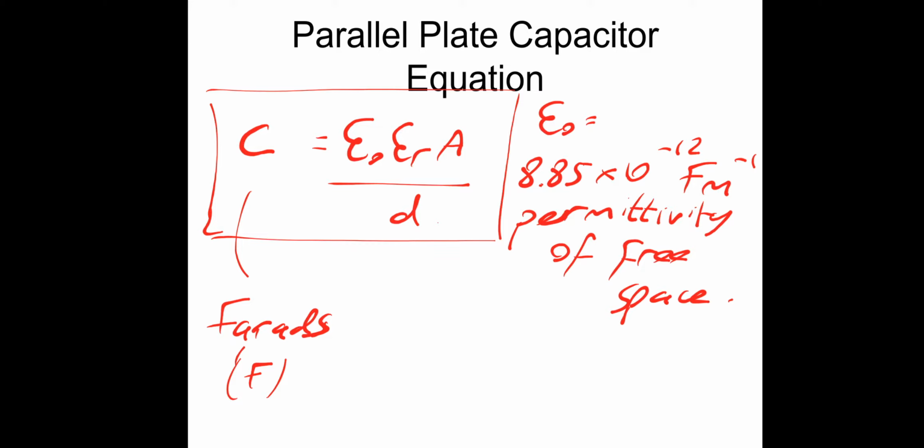Epsilon r is just a number, from the table which I showed you previously. So epsilon r value could just be 2.4 or 3.7. Area is obviously measured in meters squared, and distance between the plates is measured in meters. So let's move on. Let's utilize this equation.